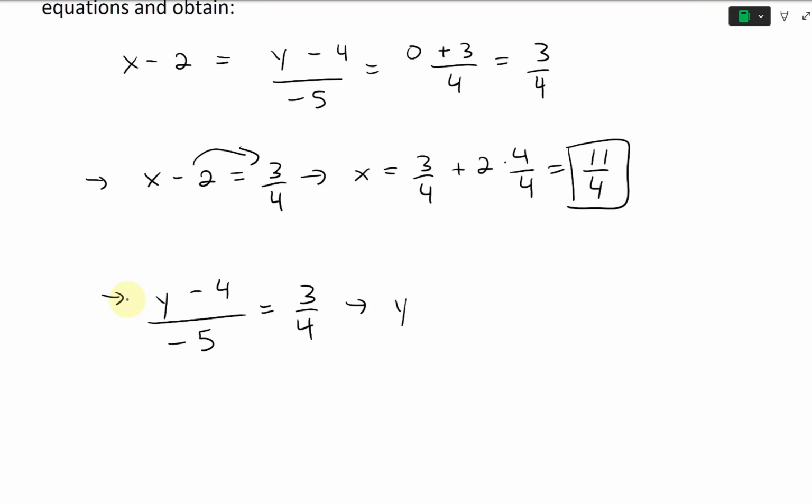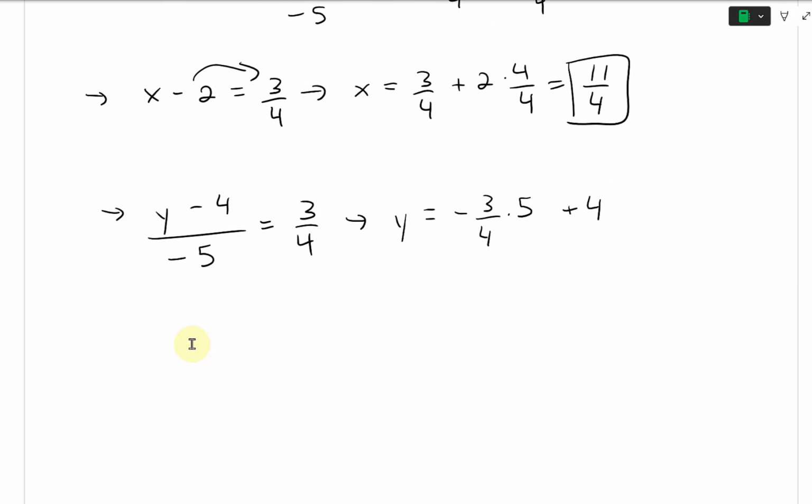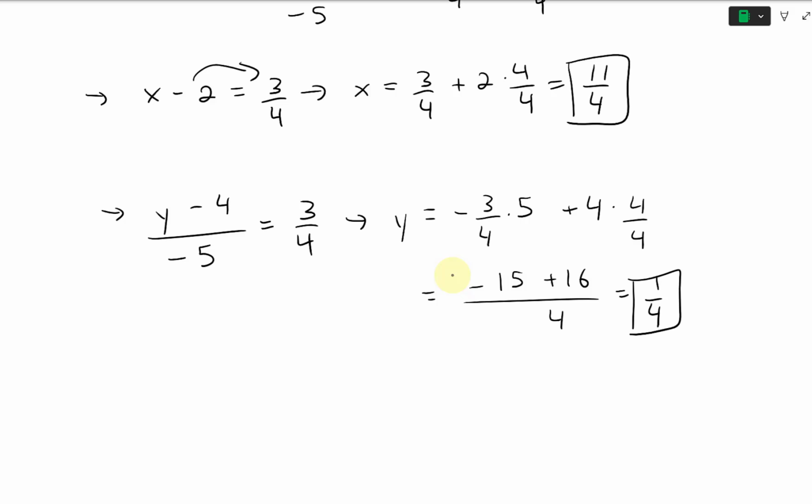So in other words, we'll get y is equal to, we'll put the negative there, negative 3 over 4 times by 5, and then minus, well, the minus becomes plus 4, like that. And then again, same common denominator, so times by 4 over 4, and 3 times 5 is 15, so we're going to get negative 15 plus 16 over 4. 16 minus 15 is 1. So 1 over 4. Alright.